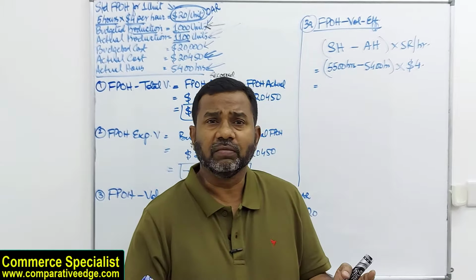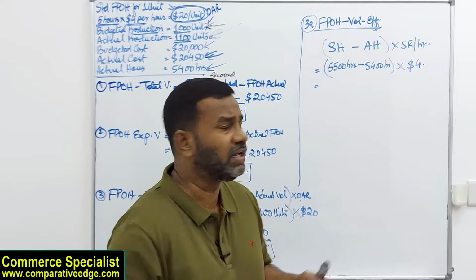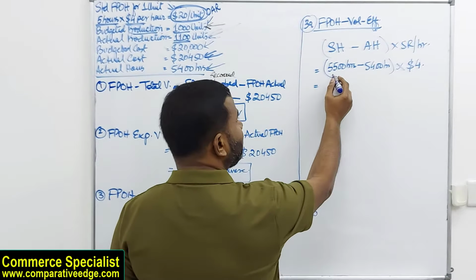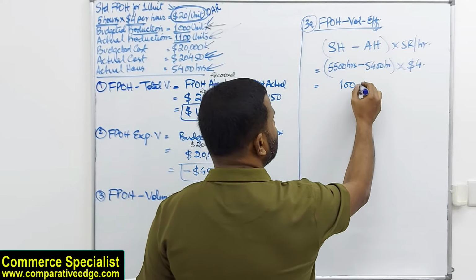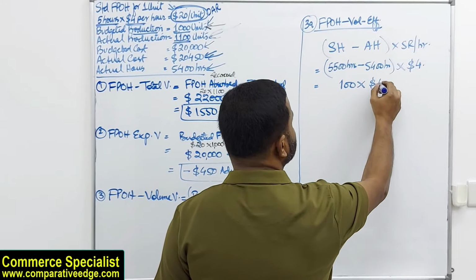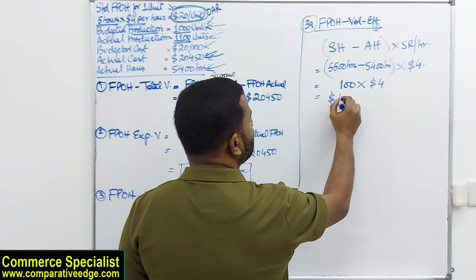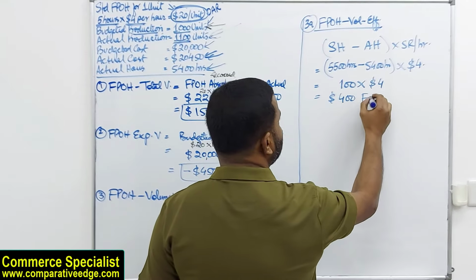So they saved time, and you know, time is money. So that's a gain for us. 5,400 minus this, they saved us 100 hours. Each hour they saved $4 for us. So that gives you $400, which is a favorable variance.